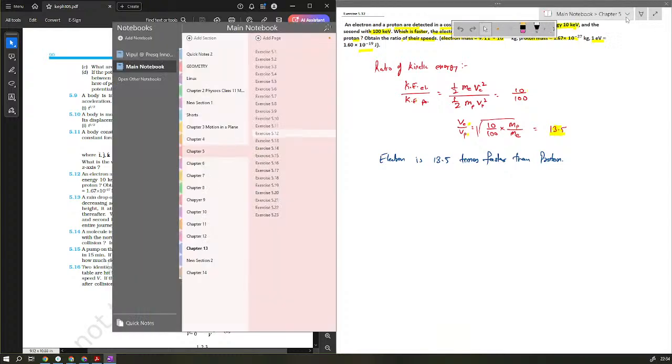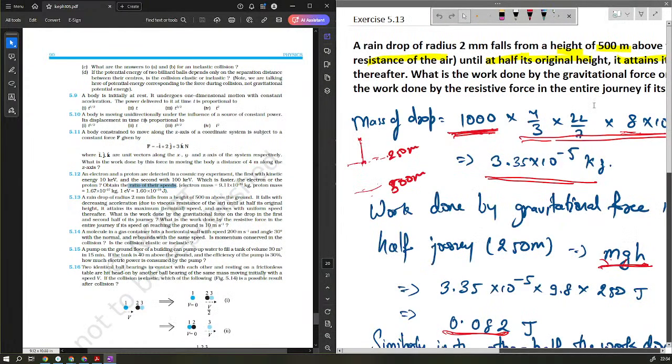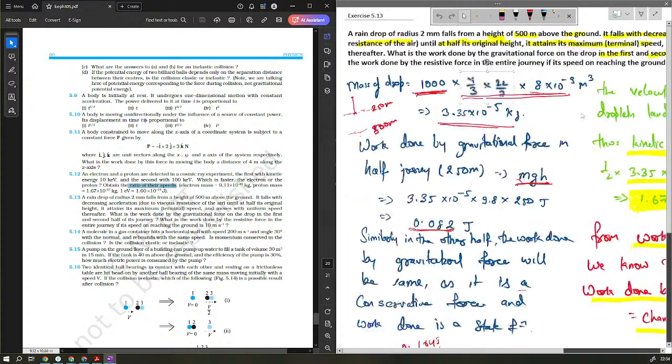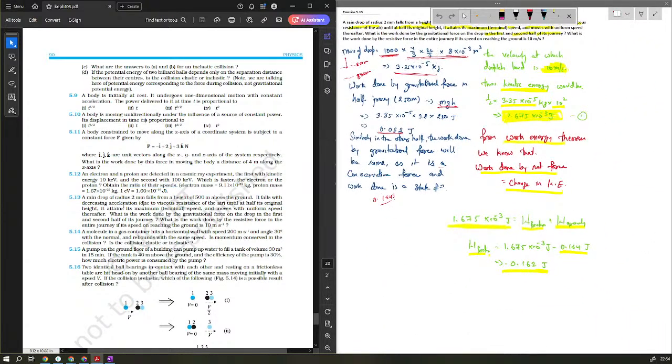So in question 13, we have a raindrop of radius 2 millimeter that falls from a height of 500 meter above the ground. It falls with a decreasing acceleration due to viscous resistance until at half its original height it attains the maximum terminal speed and moves with a uniform speed thereafter. What is the work done by the gravitational force on the drop in the first and the second half of the journey? What is the work done by the resistive force in the entire journey if its speed on reaching the ground is 10 meter per second?